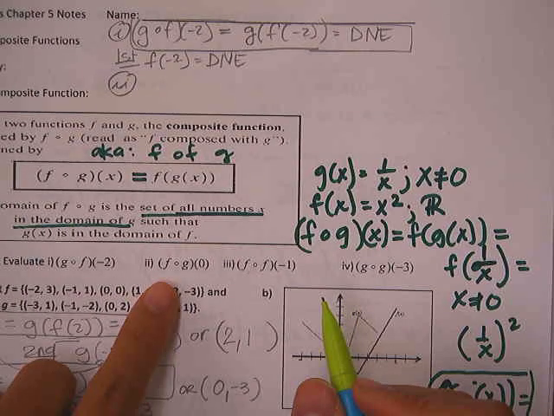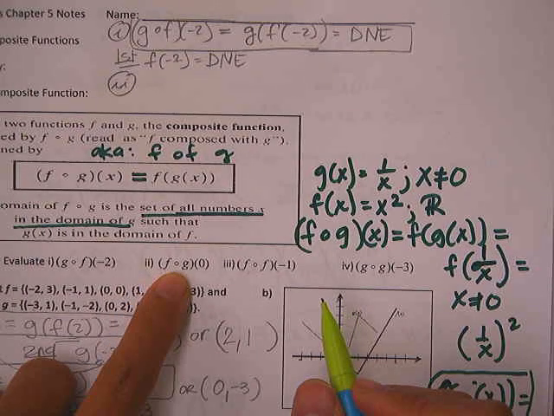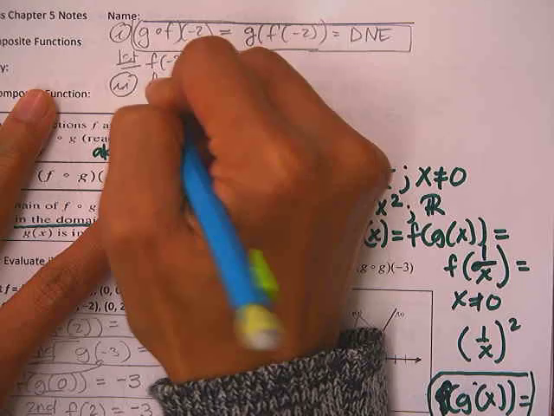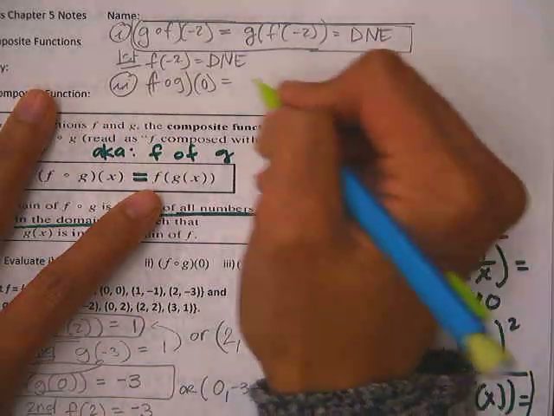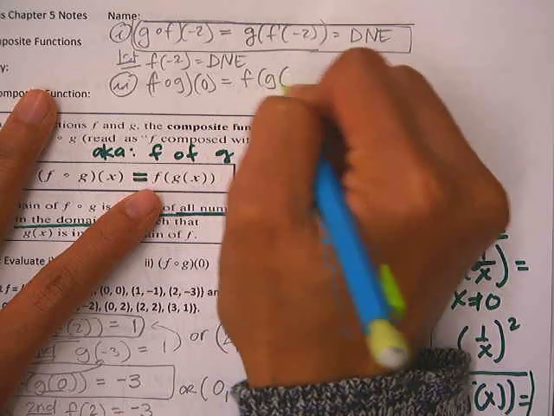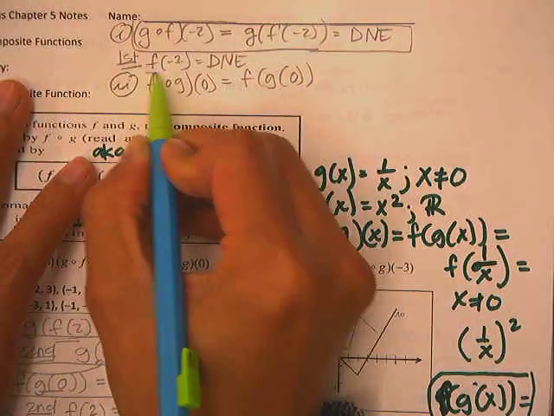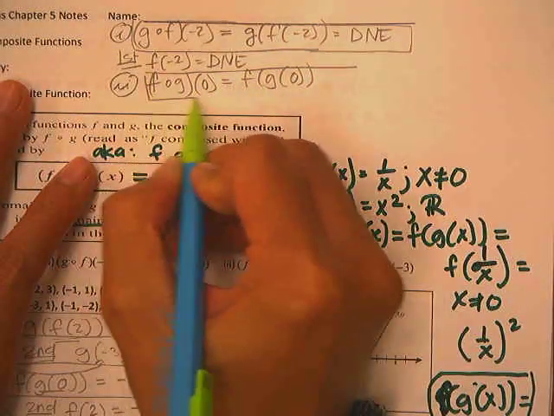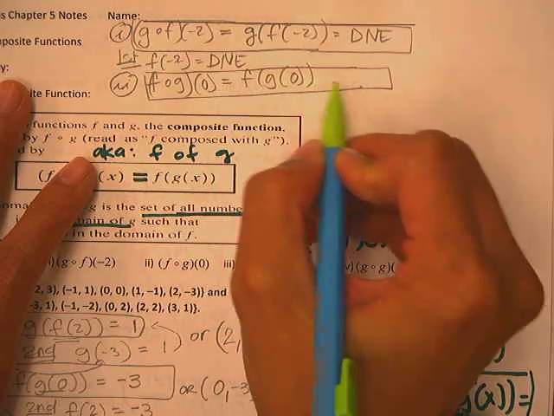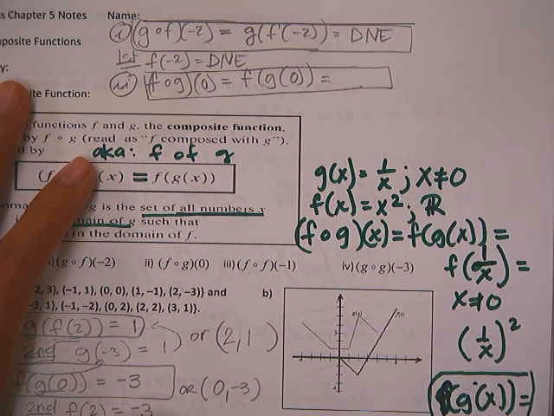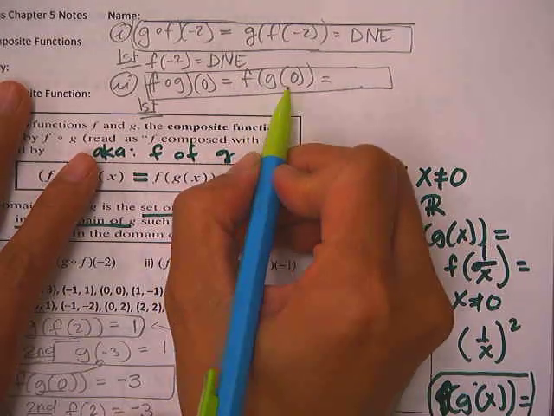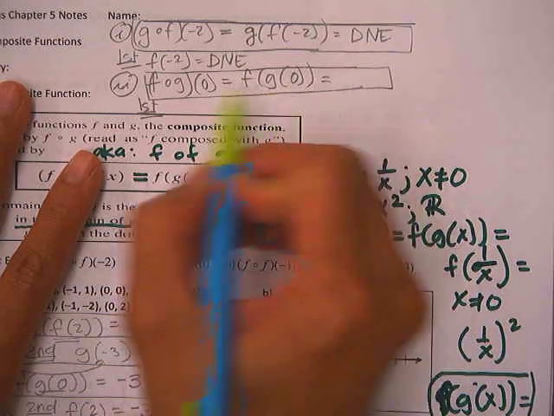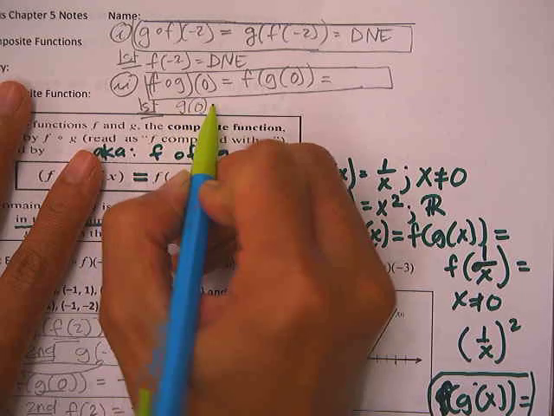All right, 2i's wanted us to do f composed with g of 0. So by definition, it's f of g of 0. Let's box this up. Wouldn't it be cool if we have a DNE again? Does not exist. Okay. So the first thing we are going to try to find is the inner component, which is g of 0. Let's go check it out.